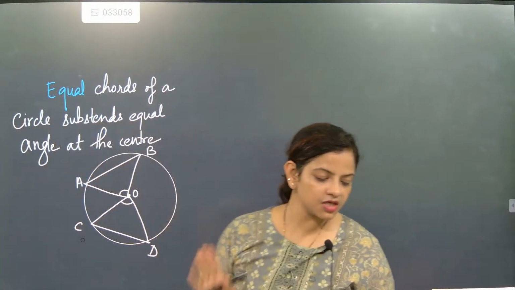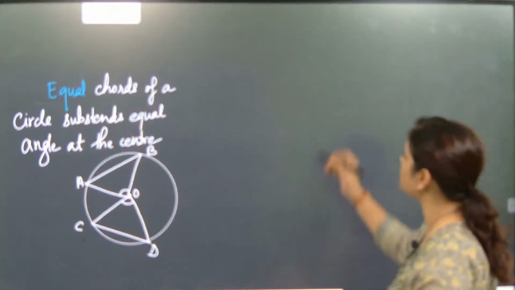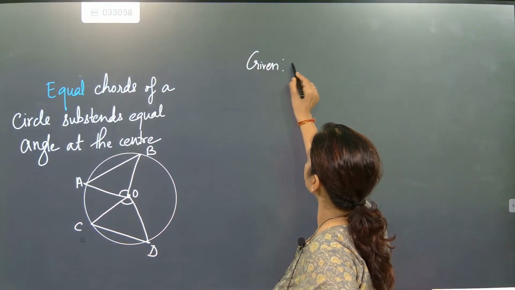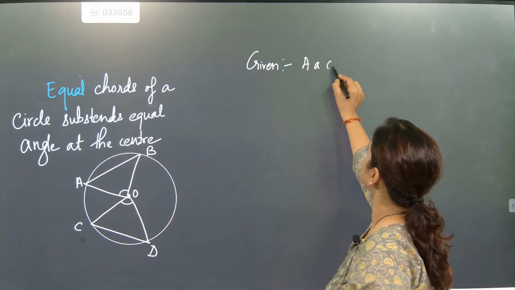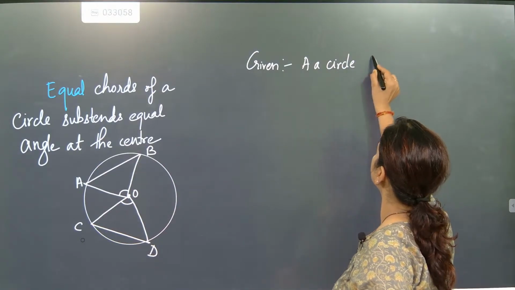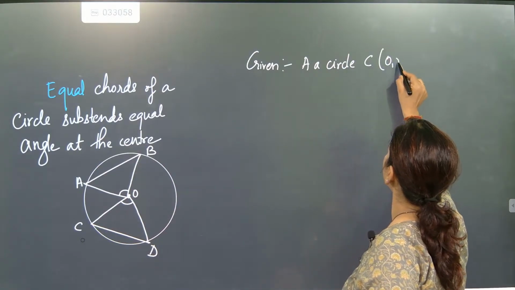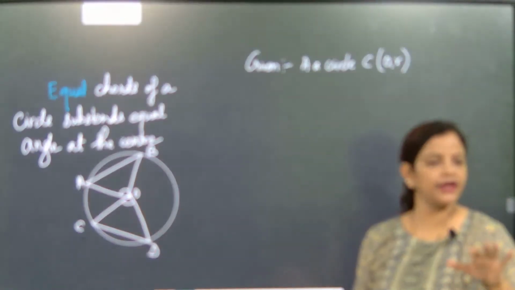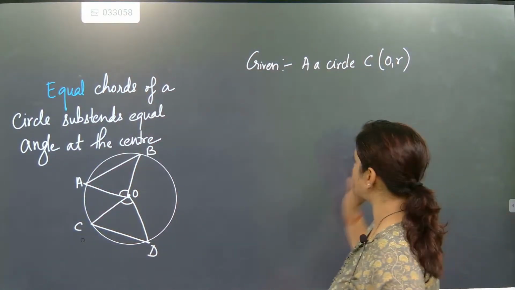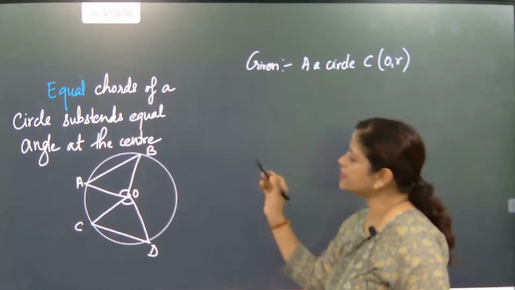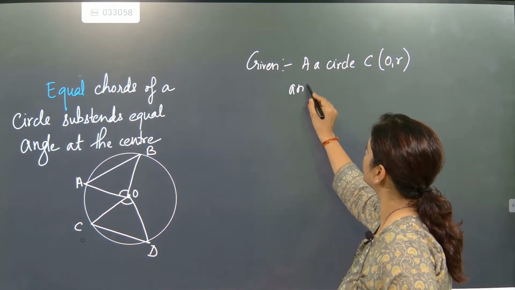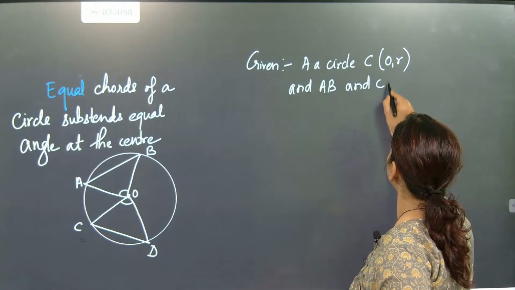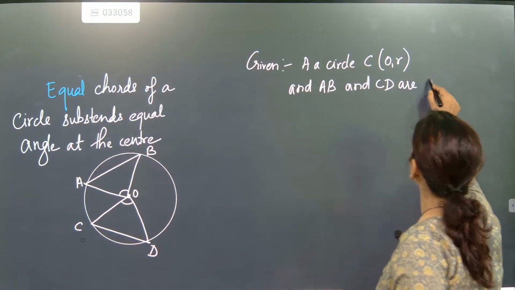Now, given. What is given? You have got a circle only. Now how are you going to solve? In the given section, a circle C with center O and radius R is given. It is given to you. Got it? Now center is given and AB and CD are chords.